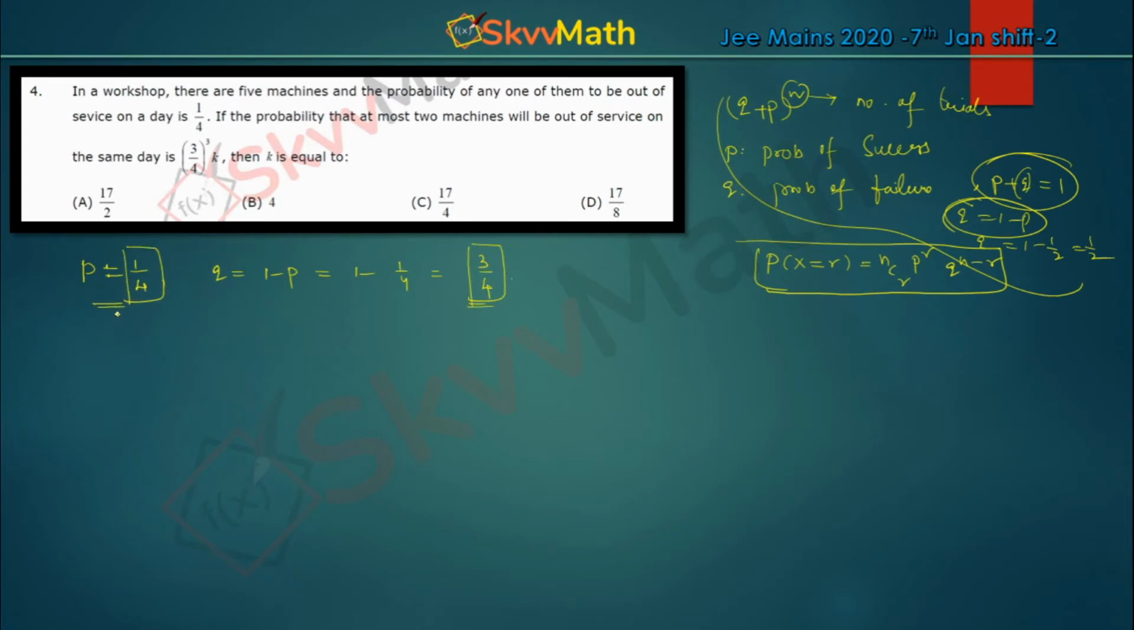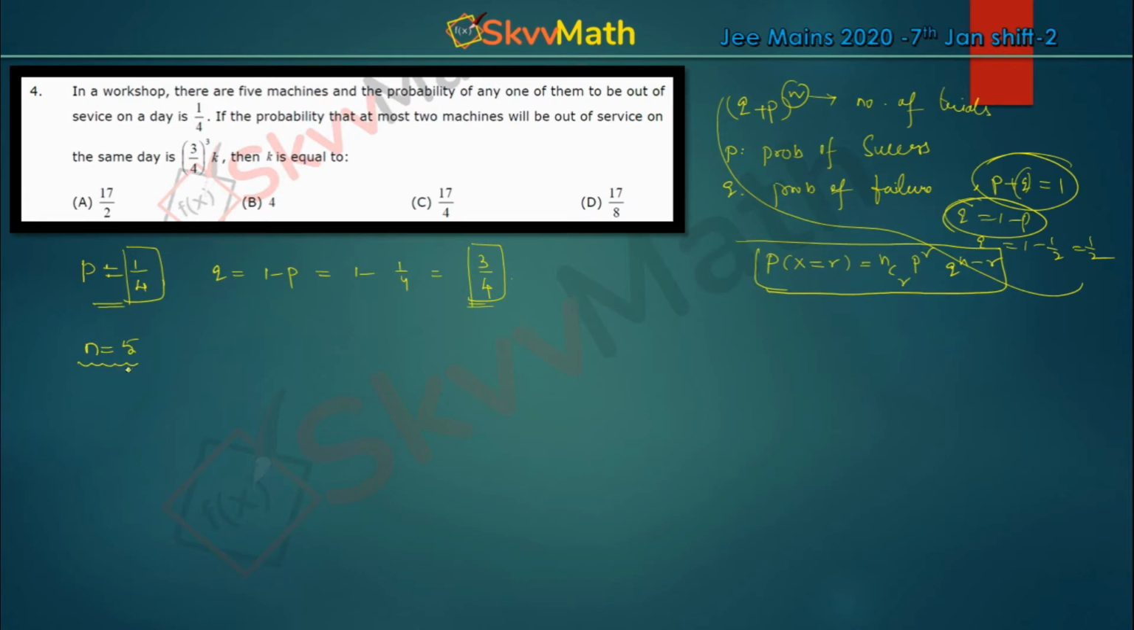Now what is the experiment in this? Verification of the machines, whether they are working or not. So how many times do you have to do this experiment? Because the 5 machines are there, you have to repeat the same procedure 5 times. So the number of times the experiment is repeated in the problem is 5. Therefore, n = 5, because the 5 machines should be verified whether they are working or not.